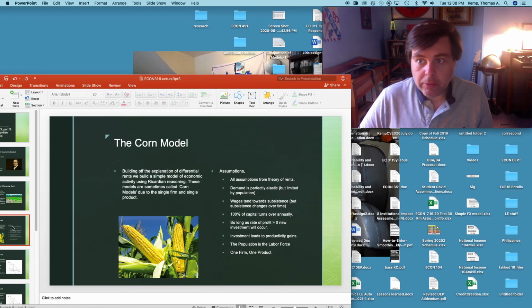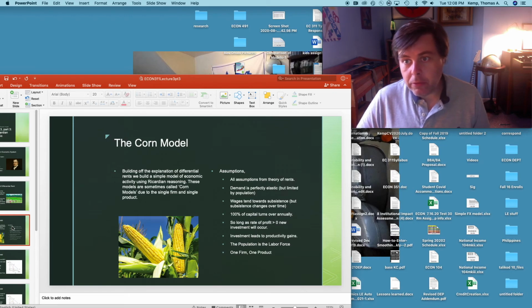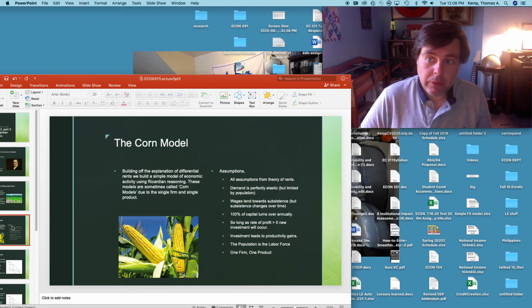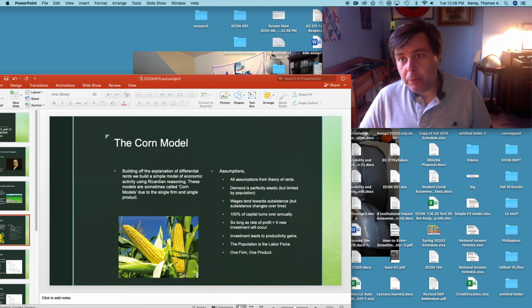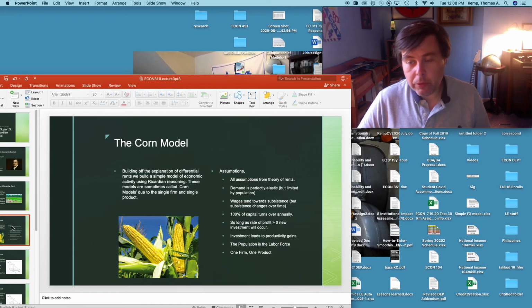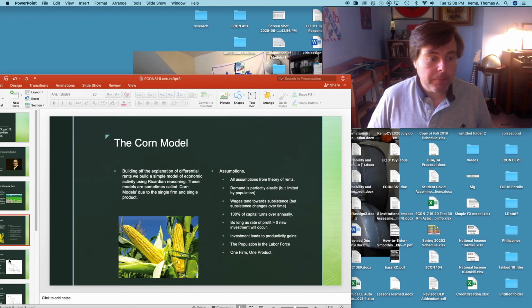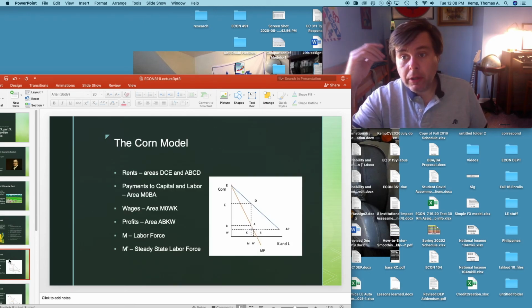So that's different from Malthus, and it's different from Smith. It's a simplifying assumption: population equals labor force, so everybody's a farm worker or something like this. And then we're going to assume we just have one firm and one product, so it's corn. Usually these are called corn models. Piero Sraffa is the one who, in the 20th century, redid all this stuff and made it a lot more sophisticated. But assume it's one agricultural product, and the whole economy is one giant farm, if you will.